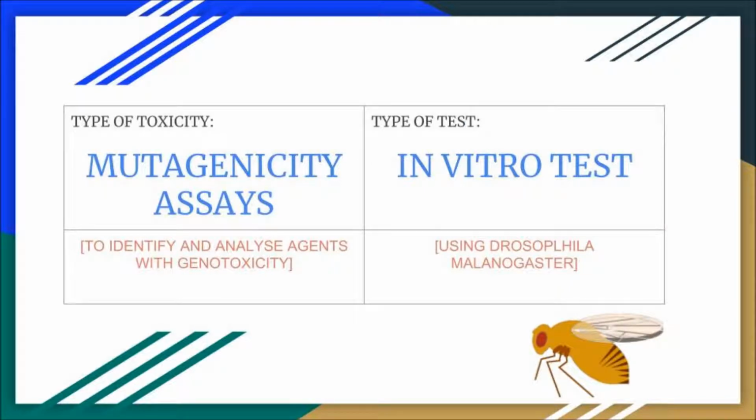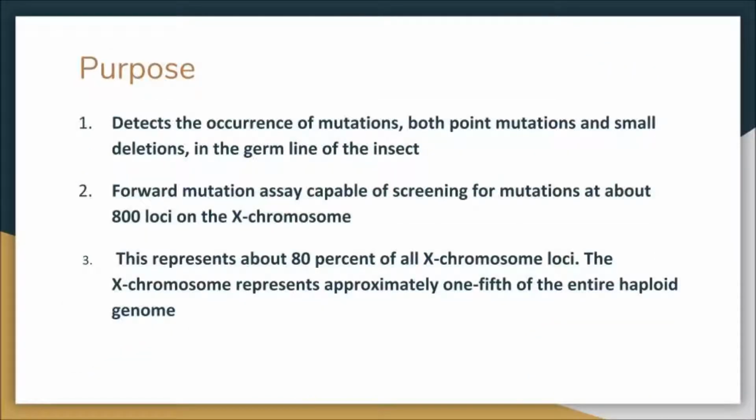Mutagenicity assays are used to identify and analyze agents with genotoxicity. The type of test used to determine the toxicity is an in vitro test using Drosophila melanogaster. The purpose of using Drosophila melanogaster is because it can detect the occurrence of mutation at both point mutation and small deletion in the germline of the insect.